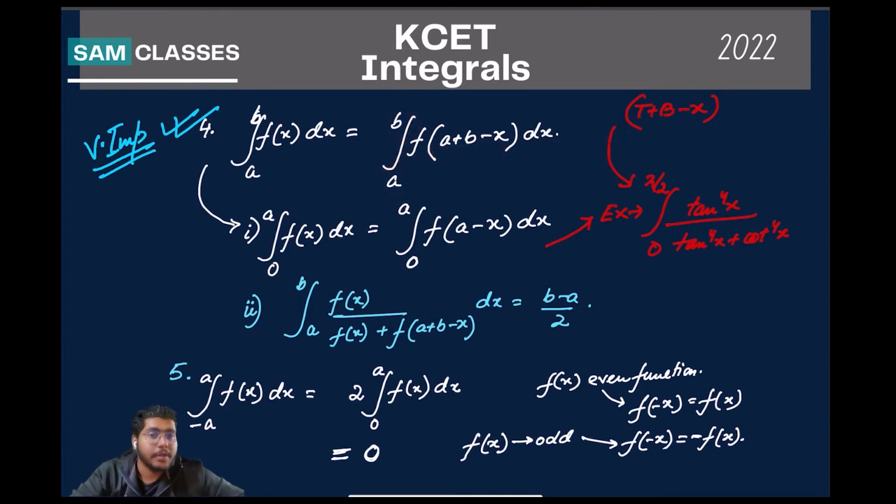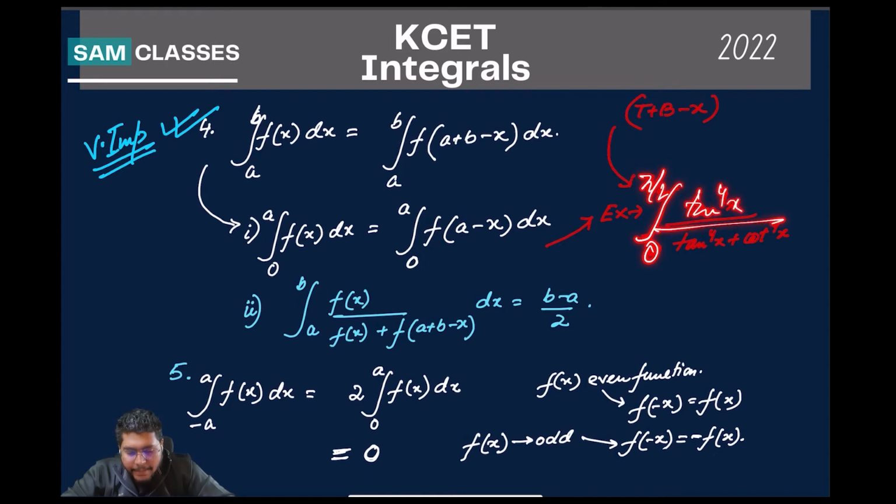Now, what kind of questions is it important for? From these kinds of formulas, what kind of questions can we expect? See, if a is 0, then integration from 0 to a f(x) dx can also be written as 0 to a f of (a minus x) dx. Now, a lot of times they'll give you a question like 0 to pi by 2, tan power 4x by tan power 4x plus cot power 4x.